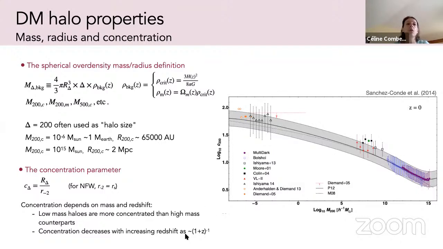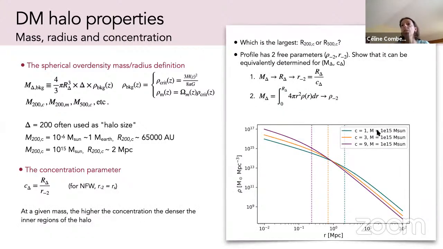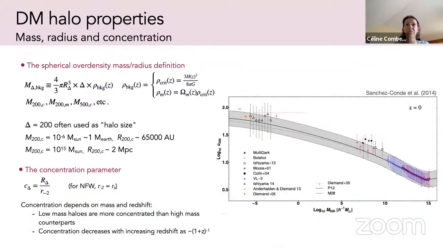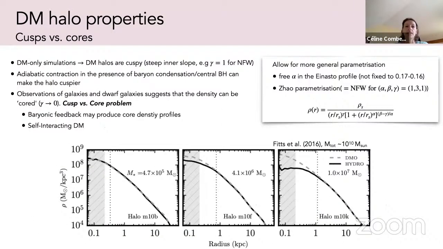And there is also a redshift dependence that roughly goes as 1 plus z, where the halos are less concentrated at higher redshift. So what I've done here is not really acceptable, because there is in principle a relation between mass and concentration. Okay, so this is the situation in general from dark matter only simulation.